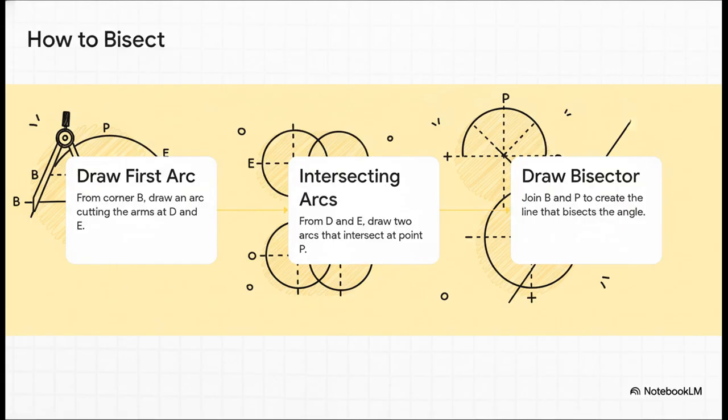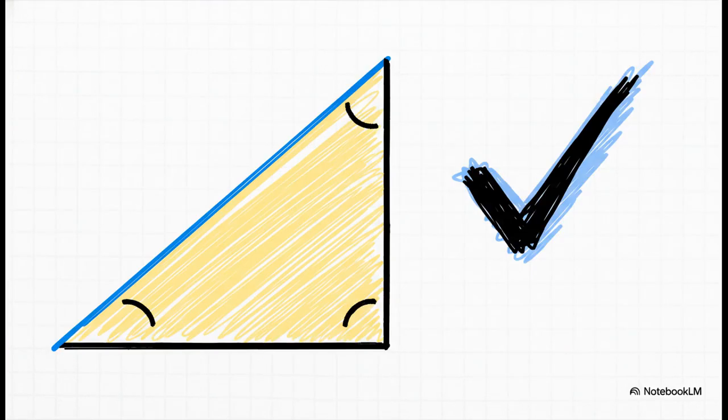The first arc makes sure points D and E are the exact same distance from the corner B. Then, when we draw the next two arcs from D and E, the spot where they cross, point P, is created to be the exact same distance from both of them. Because of that, it has to lie on the line that cuts the angle perfectly in half. It's simple, it's elegant, and it's foolproof.